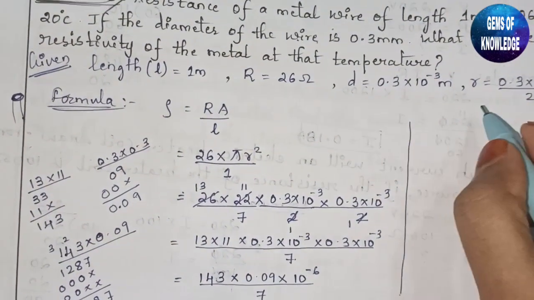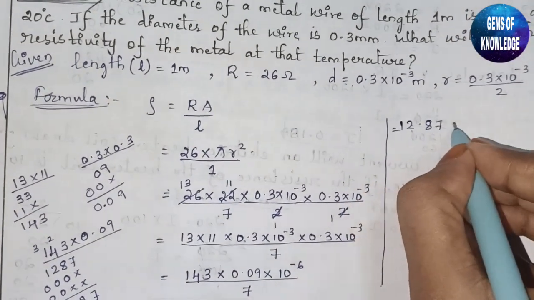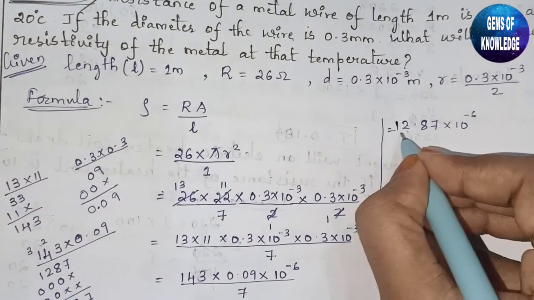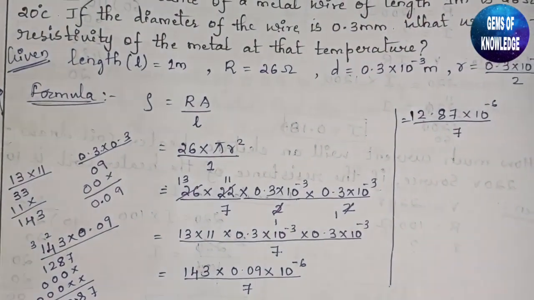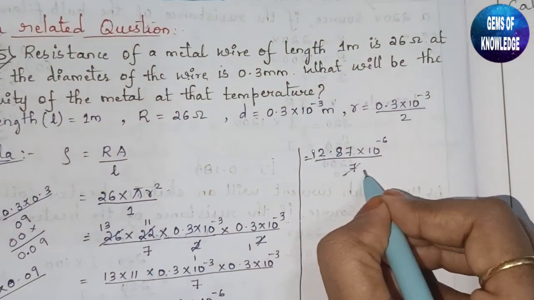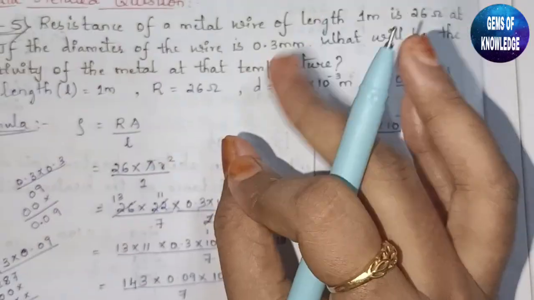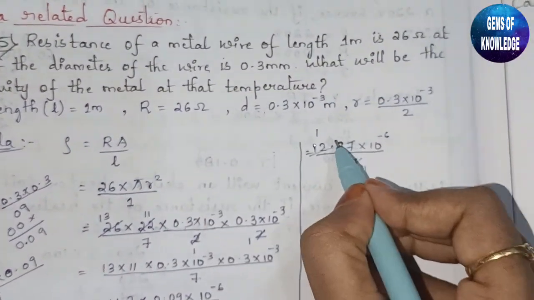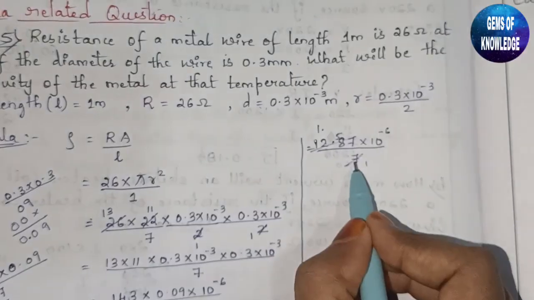So we are having 12.87 into 10 to the power of minus 6 divided by 7. Okay, so now let us divide this by 7. 7 ones are 7. 8, 9, 10, 11, 12, 5. We will carry here. This point we will take here.